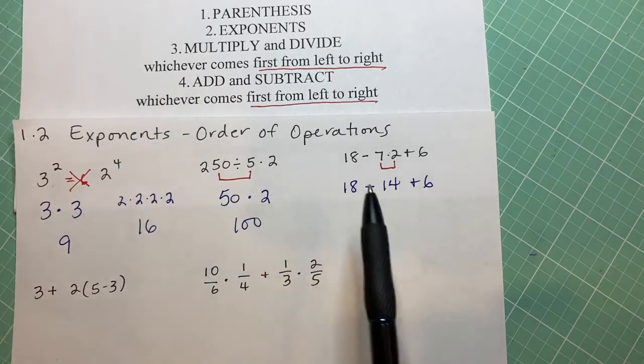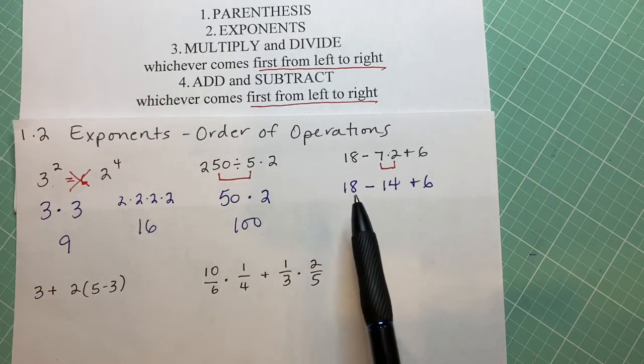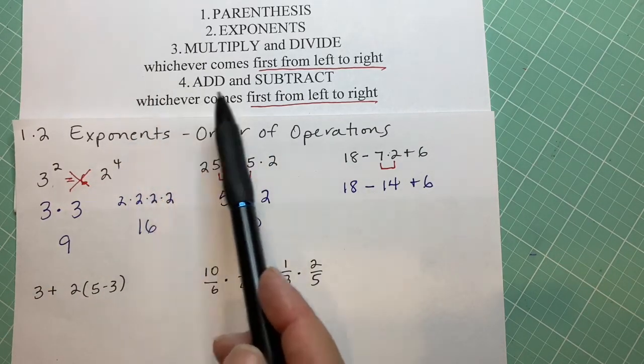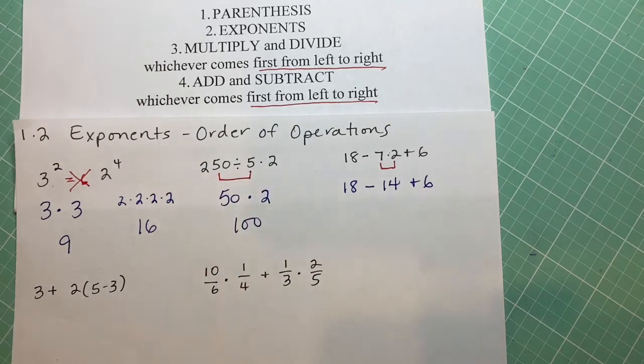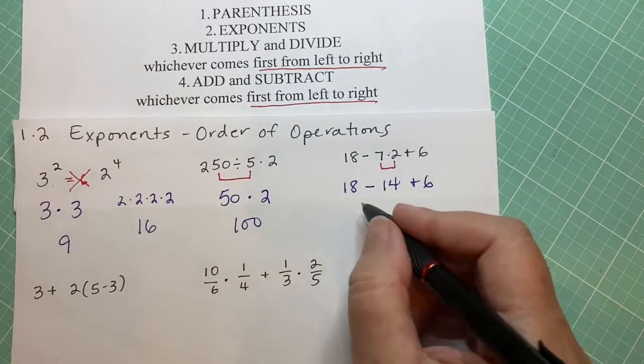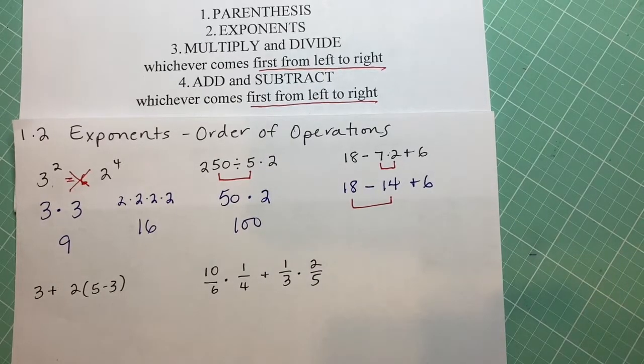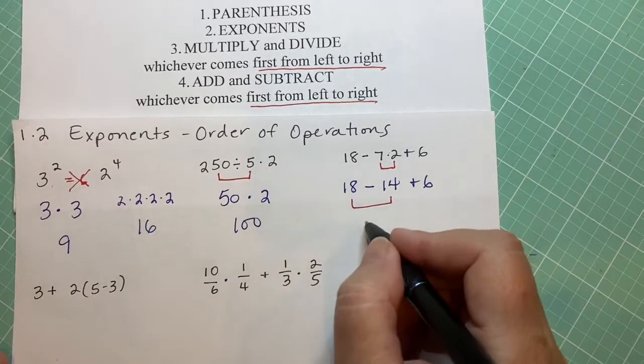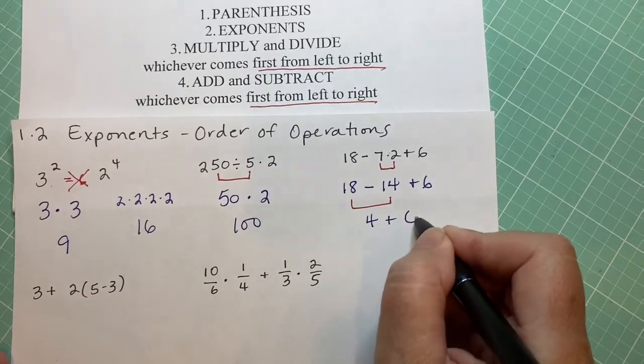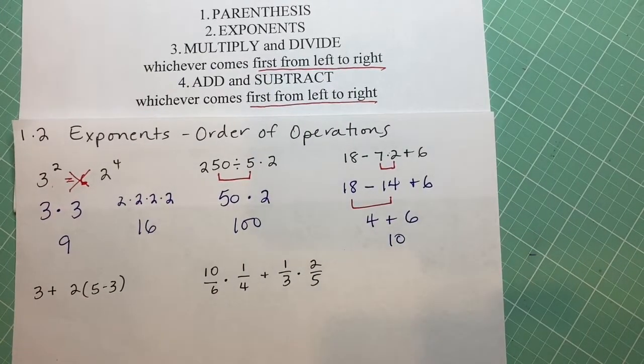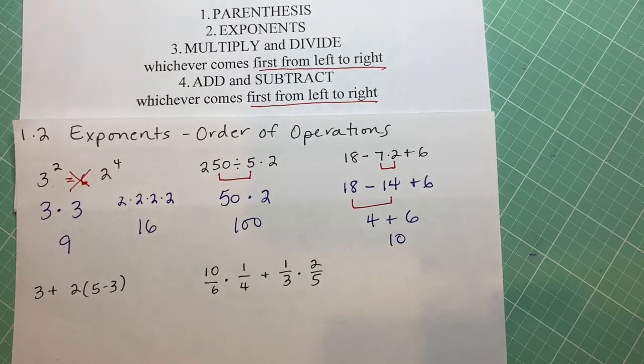And now step 4, again, you don't want to add and then subtract. You're going to add and subtract whichever comes first from the left to the right. So which one comes first is this 18 minus 14. So we're going to subtract first also. So 18 minus 14 is 4. Bring down my plus 6, and my answer is 10. So you've got to follow the 4 steps.